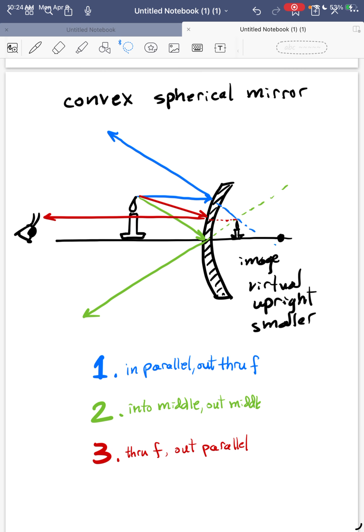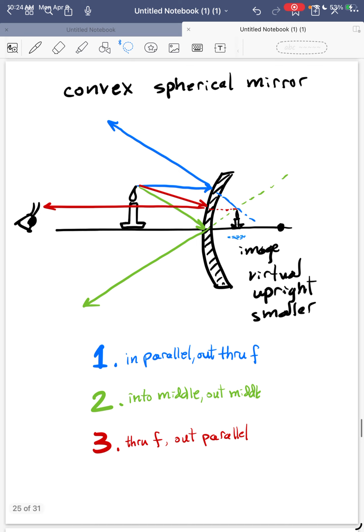It can never be between the focal point and the mirror, because that would be on the dark side of the mirror. It can't do that. And so it's anywhere here, it's going to produce a virtual image like that. So hopefully this was helpful.